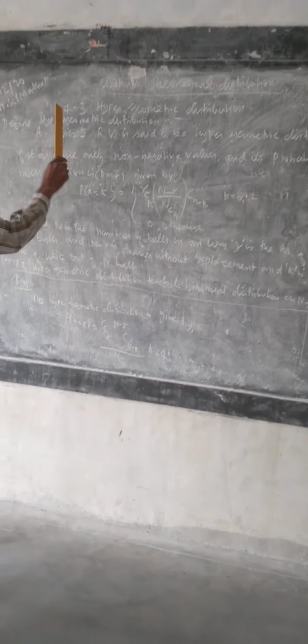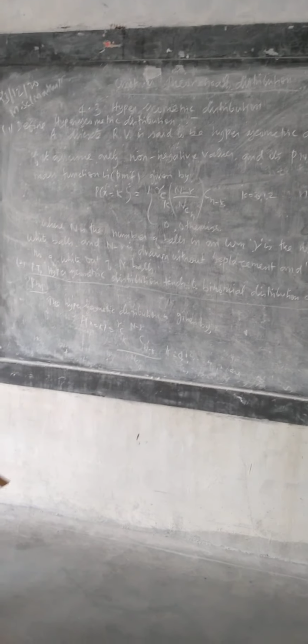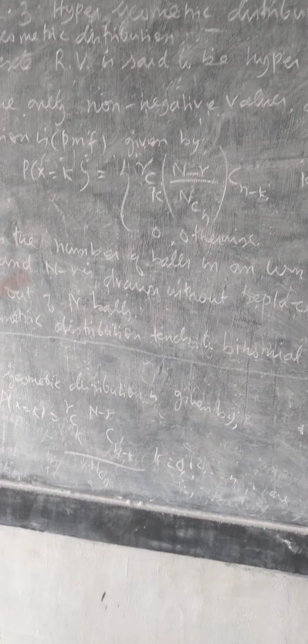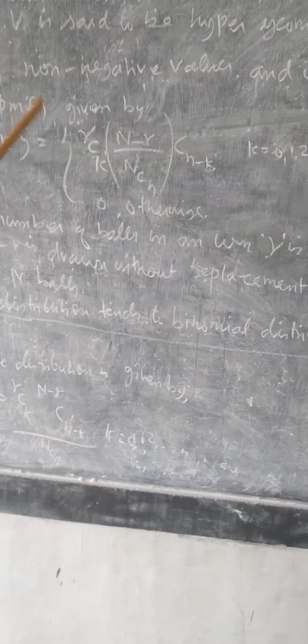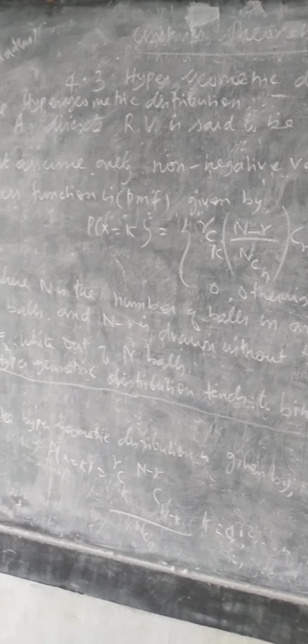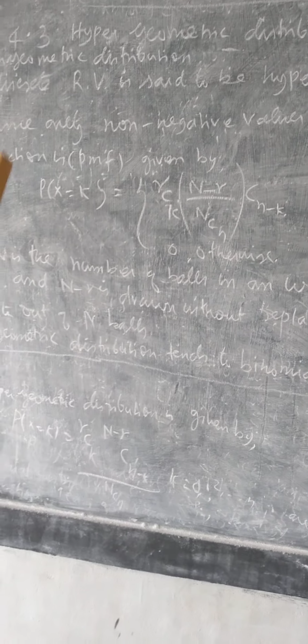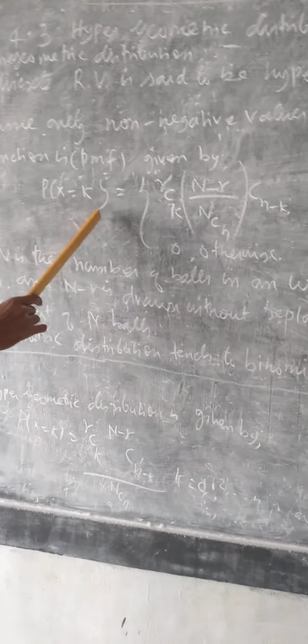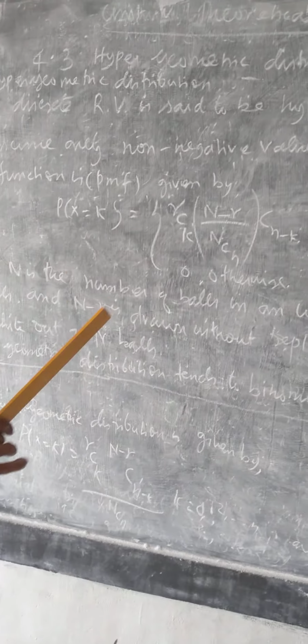Now, in this session, we are going to discuss the hypergeometric distribution. Before going into the significance of the hypergeometric distribution, to get an idea of it, we recall the binomial distribution. In the earlier session, we discussed that 0 is failure and 1 is success.